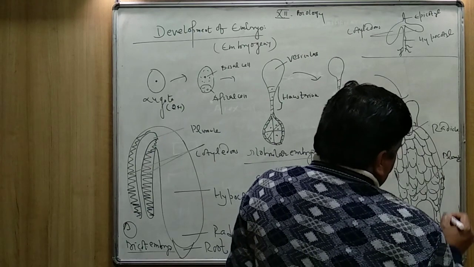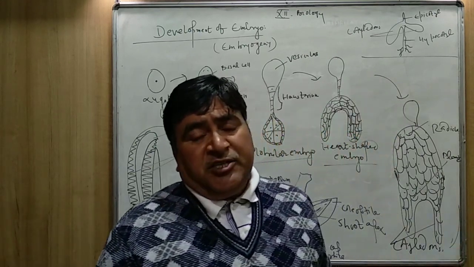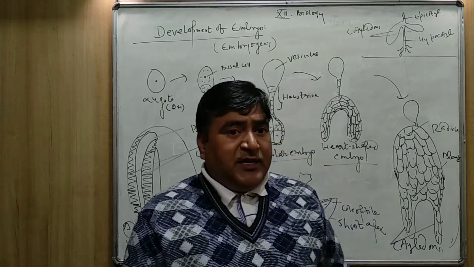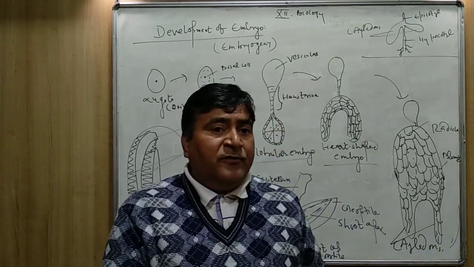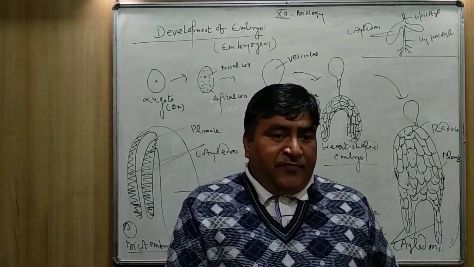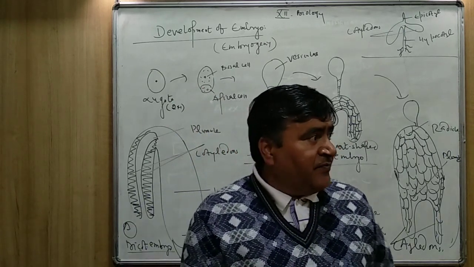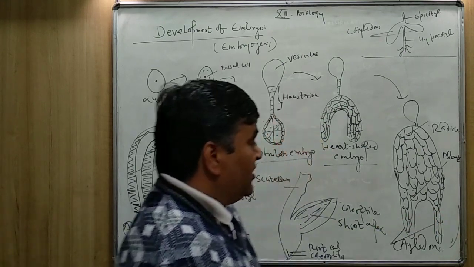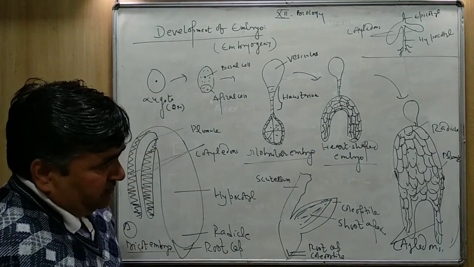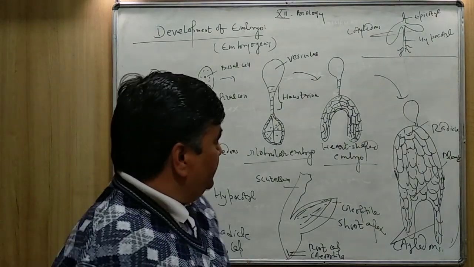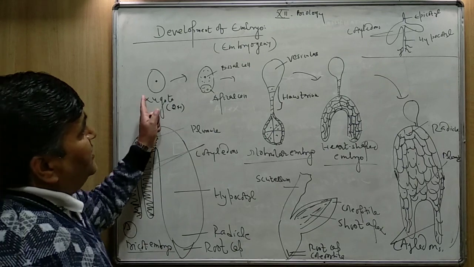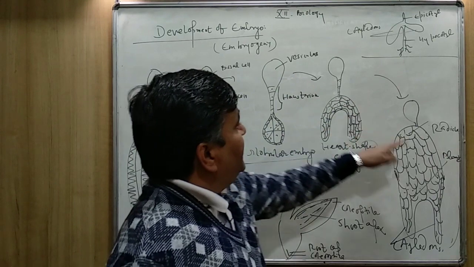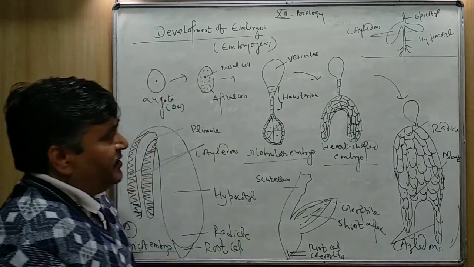The cotyledons, these two are the cotyledons. The cotyledons store food material for the successful germination of the embryo. When the embryo develops into the young one, the seedling, the cotyledons give the food material to the germinating seed. So all these diagrams are related with embryogeny.